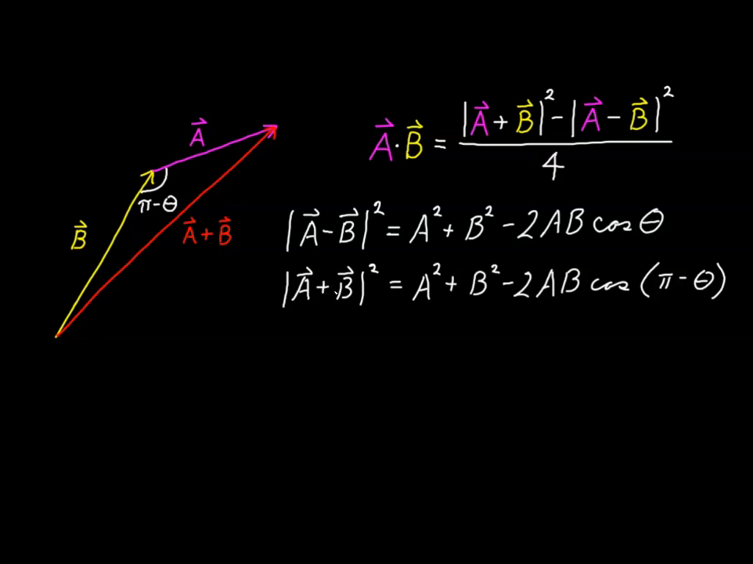So here we have the magnitude squared is equal to the sum of the squares of the adjacent sides minus twice their product and the cosine of the angle between them. But we recognize that the cosine of pi minus theta is the same as the negative cosine of theta. So I can simply replace this term if I change the sign right over here. So that's what I'll do.